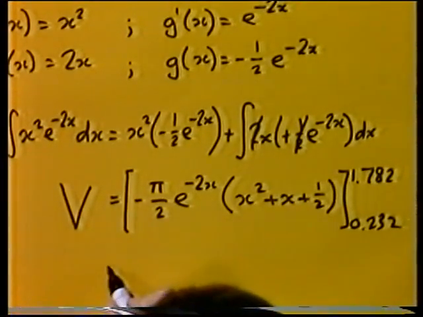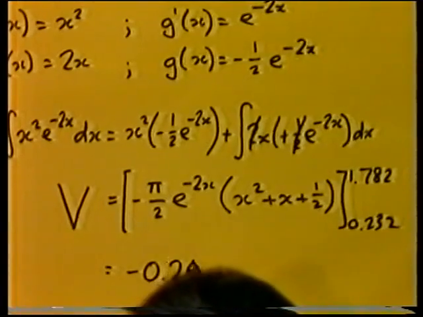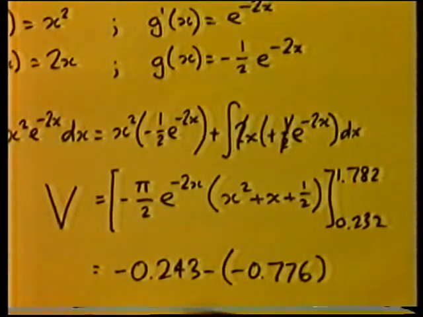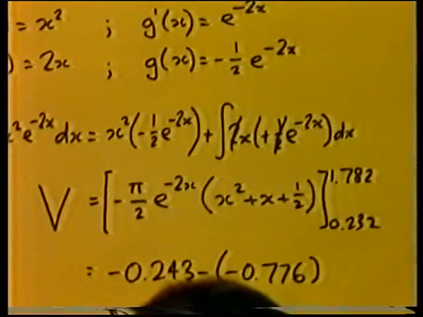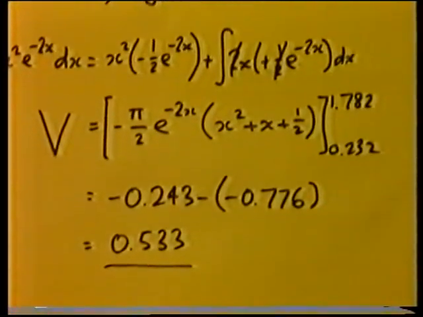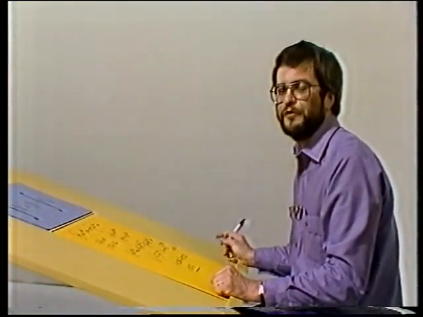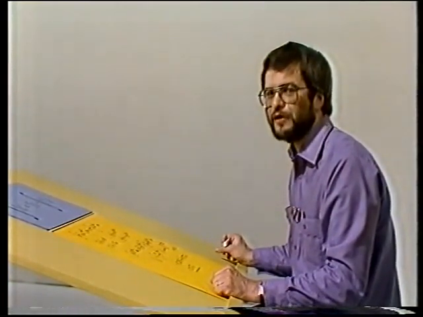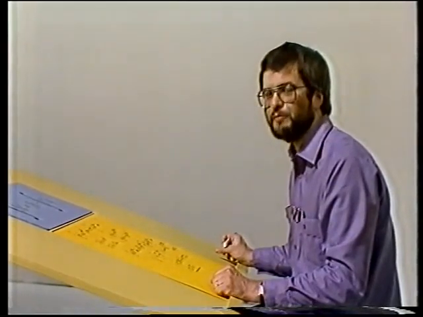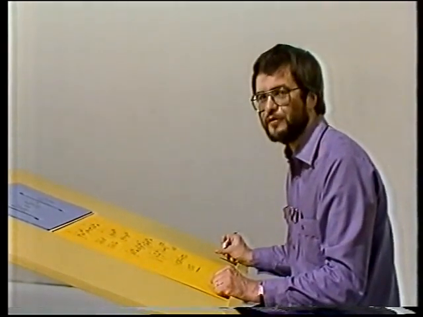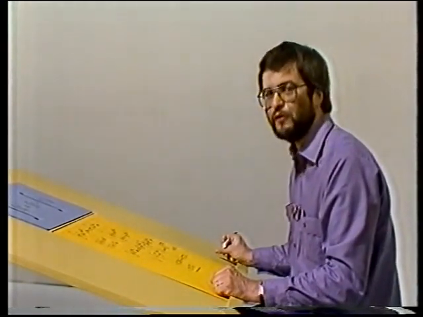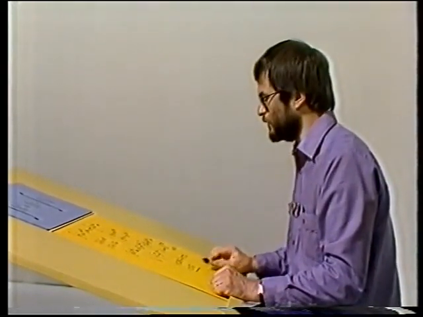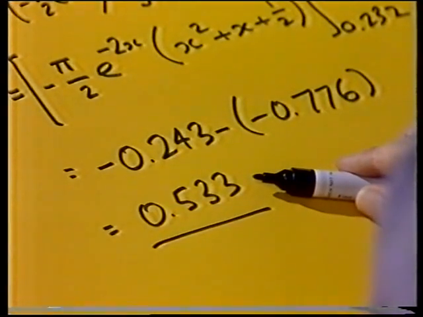And on my calculator, this gave me minus 0.243 minus 0.776, which turns out to be 0.533. And that's to 3 decimal places. But 0.533 of what? Well, earlier in the program, Anne explained how we chose our unit of measurement as 10 centimeters. So a square unit is 10 by 10, that's 10 squared, or 100 square centimeters, and a cubic unit is 10 cubed, or 1,000 cubic centimeters. And 1,000 cc's is just a litre. So this volume is 0.533 of a litre, just over half a litre, as we wanted.